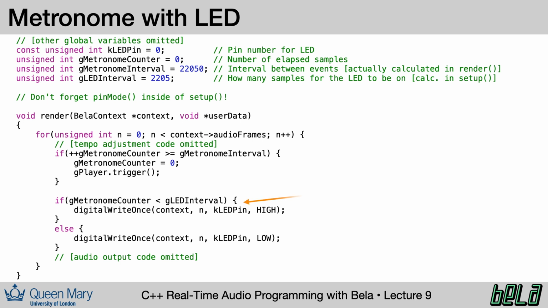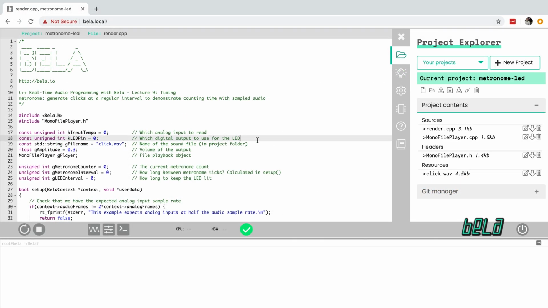Then inside of render, we're going to add an if statement to check if the counter is less than the LED interval. If it is, the LED will be turned on, otherwise it'll be turned off. Here's what this looks like in context. We have our constants telling us which pins to use, both for the analog input and for the LED. Then we have our counters and intervals that we looked at before.